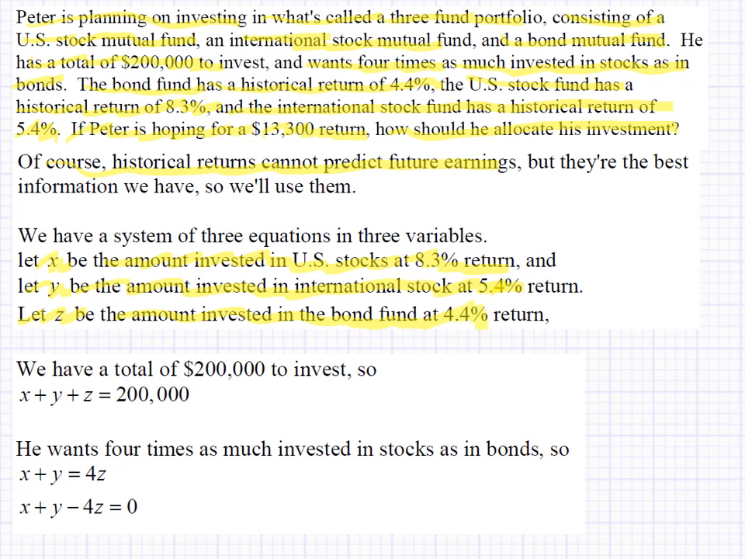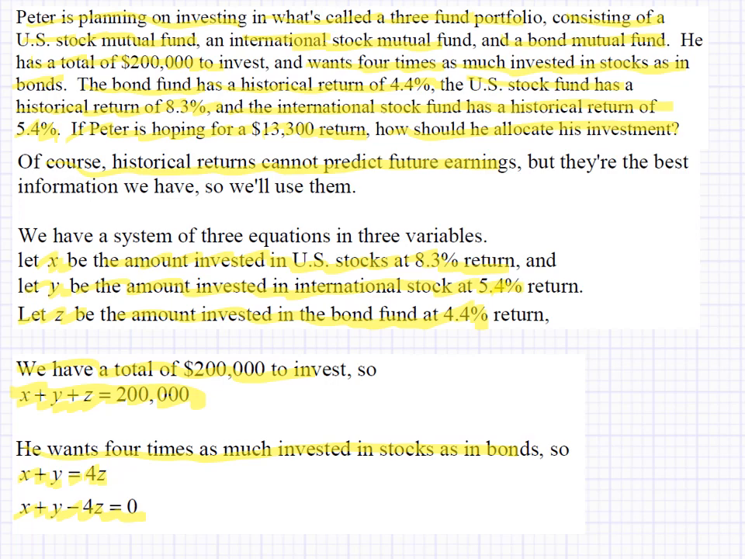So we have a total of $200,000 to invest. So X plus Y plus Z has to equal $200,000. Now, he wants 4 times as much invested in stocks as in bonds. So X plus Y has to equal 4Z, or you could say X plus Y minus 4Z equals 0.